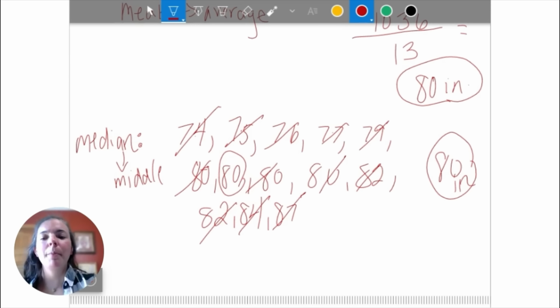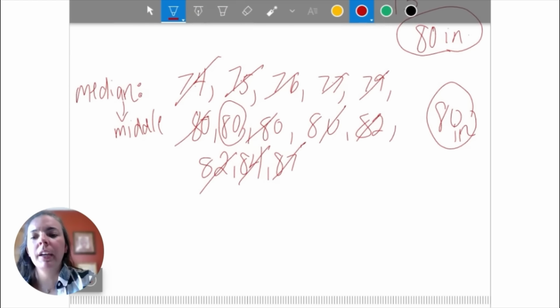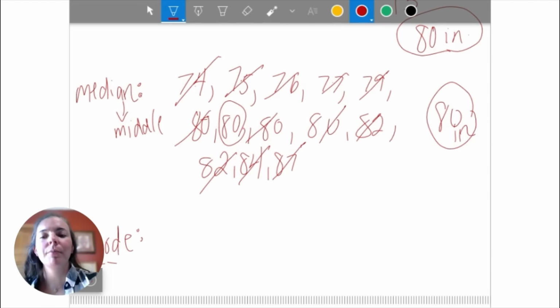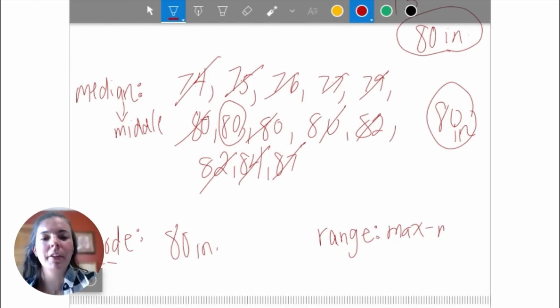Now, if we have to find the mode, we're looking for the one that happens the most often. So mode, MO, think of most often. And the way that I listed them before, notice how I wrote 80 four times. That was definitely the most. So 80 is also my mode. Now the last two, range and interquartile range. Range is just going to be the max minus the min, so the largest minus the smallest. 87 minus 74 in this case would give me 13 as my range.